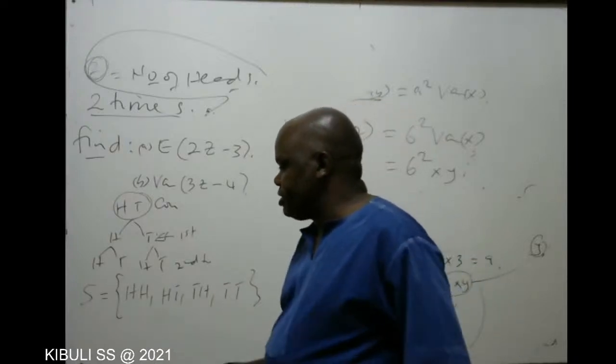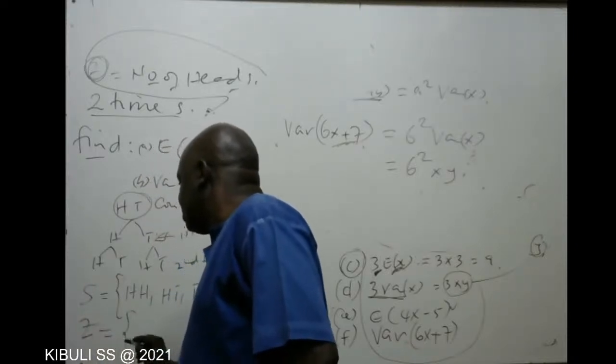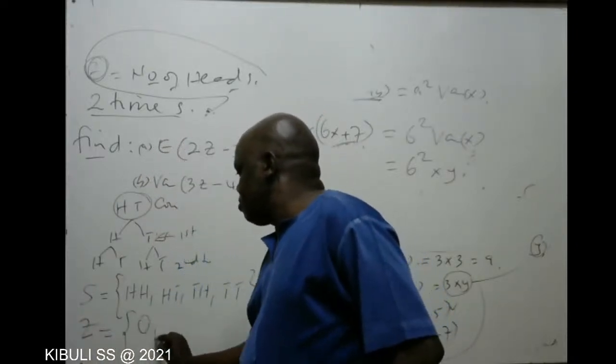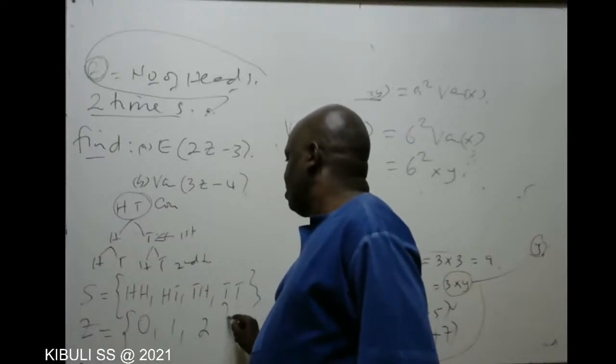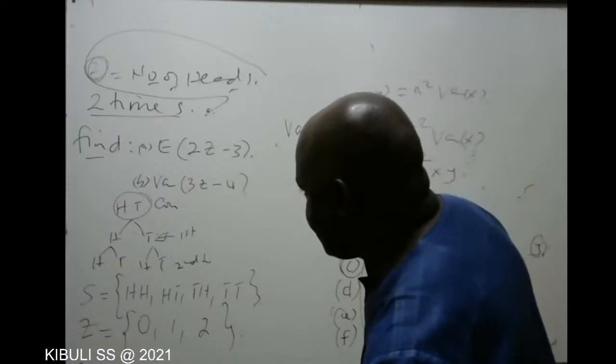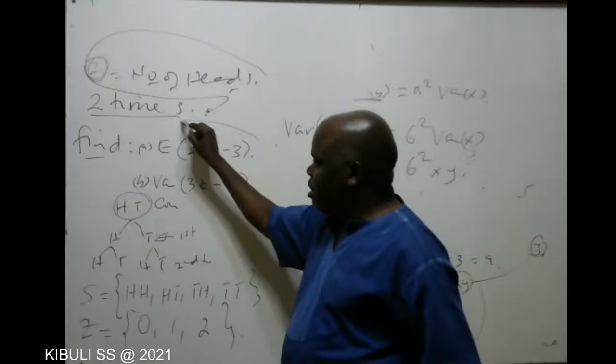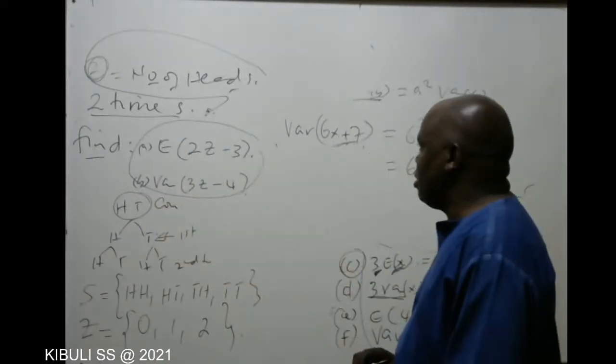Now, if you did all the other numbers, our Z now is the number of heads. The number of heads can be 0, there may be 1, there may be 2 in the 2 tosses. So you generate a probability distribution from that. Then, after generating a probability distribution, you must now employ it in your formula.